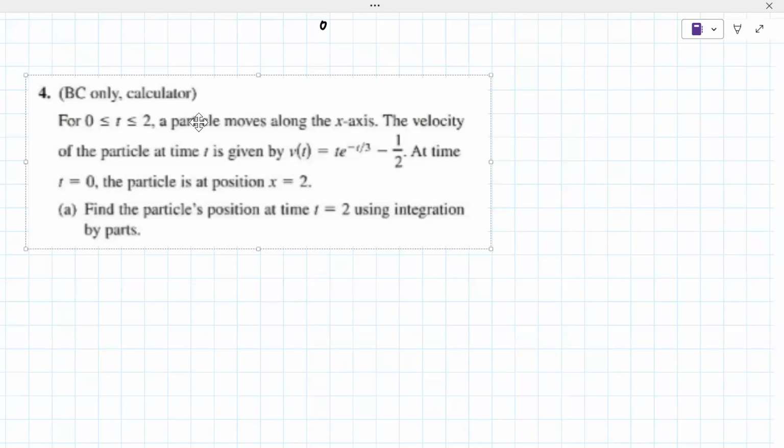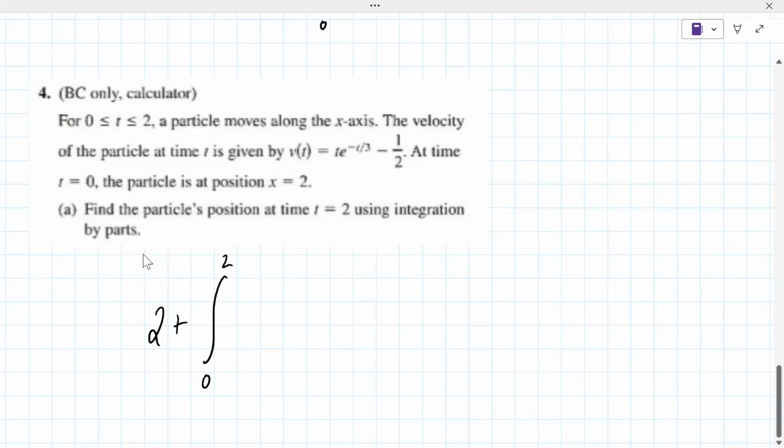We just do the integral. Well, it's actually the fundamental theorem of calculus. You have the initial position, which is 2, plus the integral from 0 to 2. The 2 is because of that initial position. Then it's the integral from 0 to 2 of te to the minus t over 3 minus 1/2 dt.